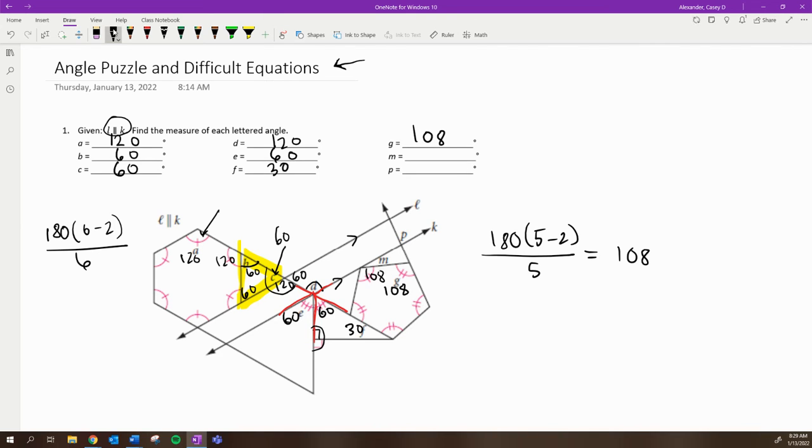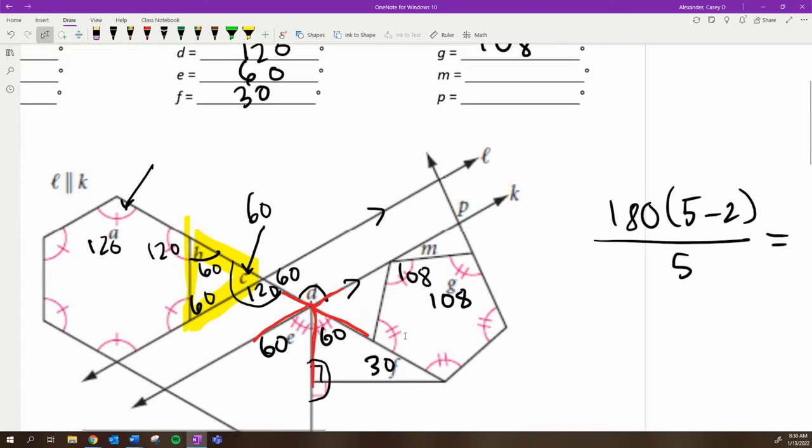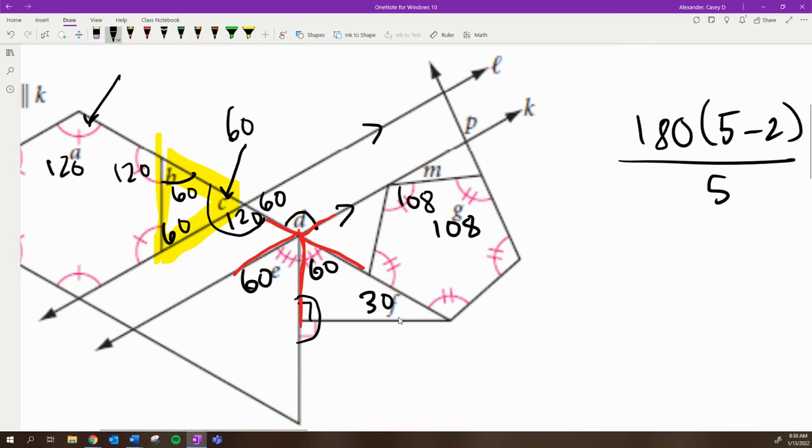This is also 108. Now, finding M is maybe the most involved of any of these problems. In order to do that, I'm going to zoom in on this a little bit so I can write more clearly. Did you notice that this is a 72-degree angle right here, because it makes a linear pair with that 108-degree angle? This is a 60-degree angle by so many different reasons: it's corresponding or linear pairs or whatever. Using the triangle sum theorem, I can calculate that this angle up here has to be, I believe, 48 degrees.